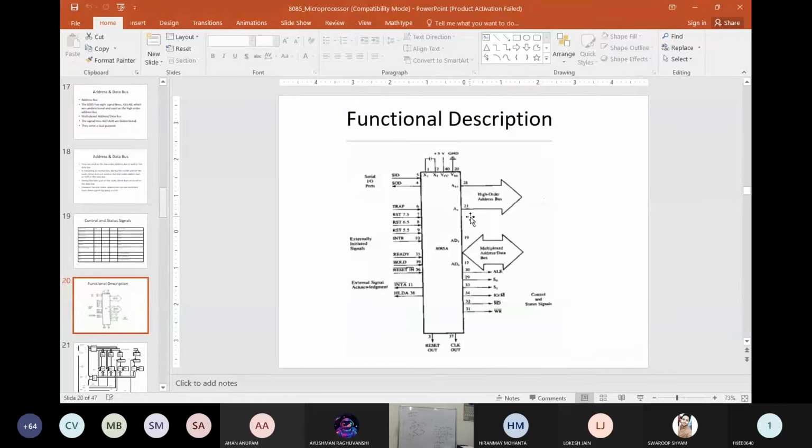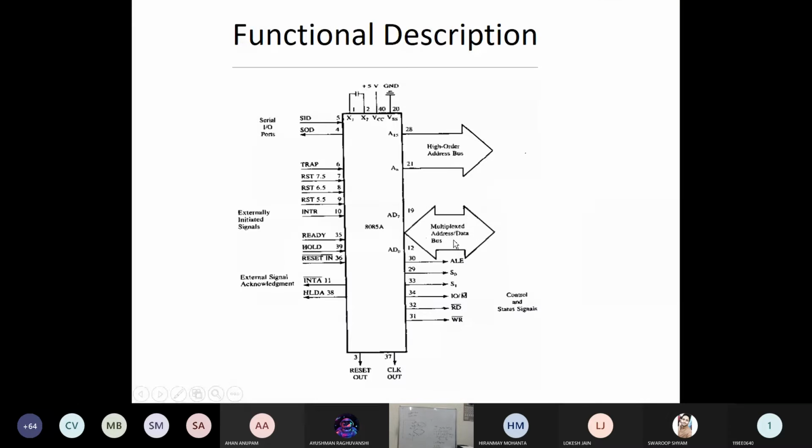Please try to understand. I am giving the functional descriptions. If you can see the diagram, is that correct? Only those two you tell: the higher order one and this multiplexed address and data bus. Is that correct? Easy? Yes or no? Okay. Now what exactly is just below the multiplexed address and data bus? What is written there? ALE. Now, ALE.